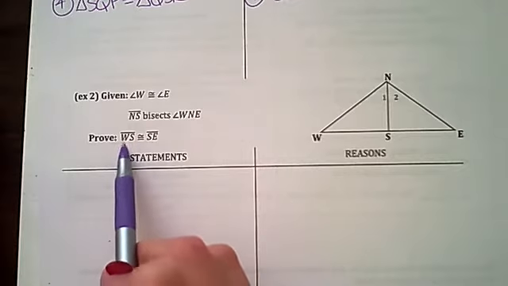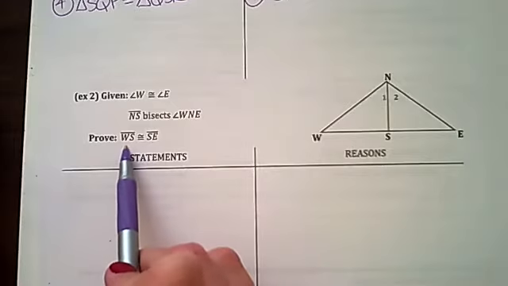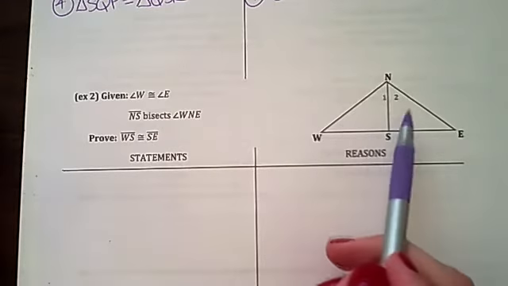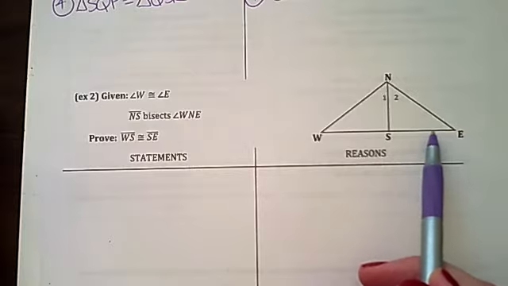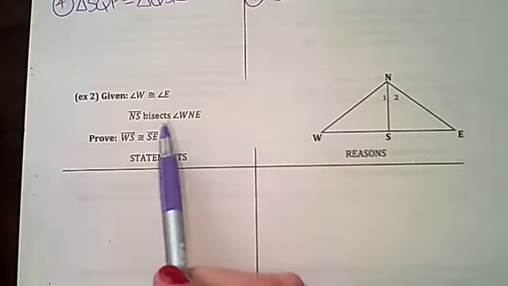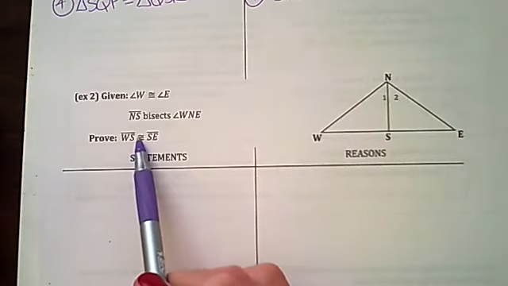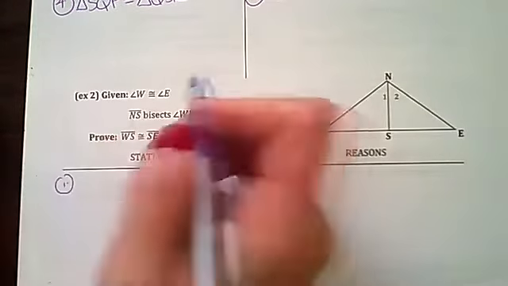Because they're asking me to prove segments of the triangles congruent, that's how I know I have to use CPCTC. So I'm going to have to first show that the triangles are congruent, and then SW and SE will be congruent by CPCTC. Corresponding parts of congruent triangles are congruent. So even though it doesn't say prove the triangles are congruent, you still have to, because there's no other way to do it. So I'm going to start with restating the given information.